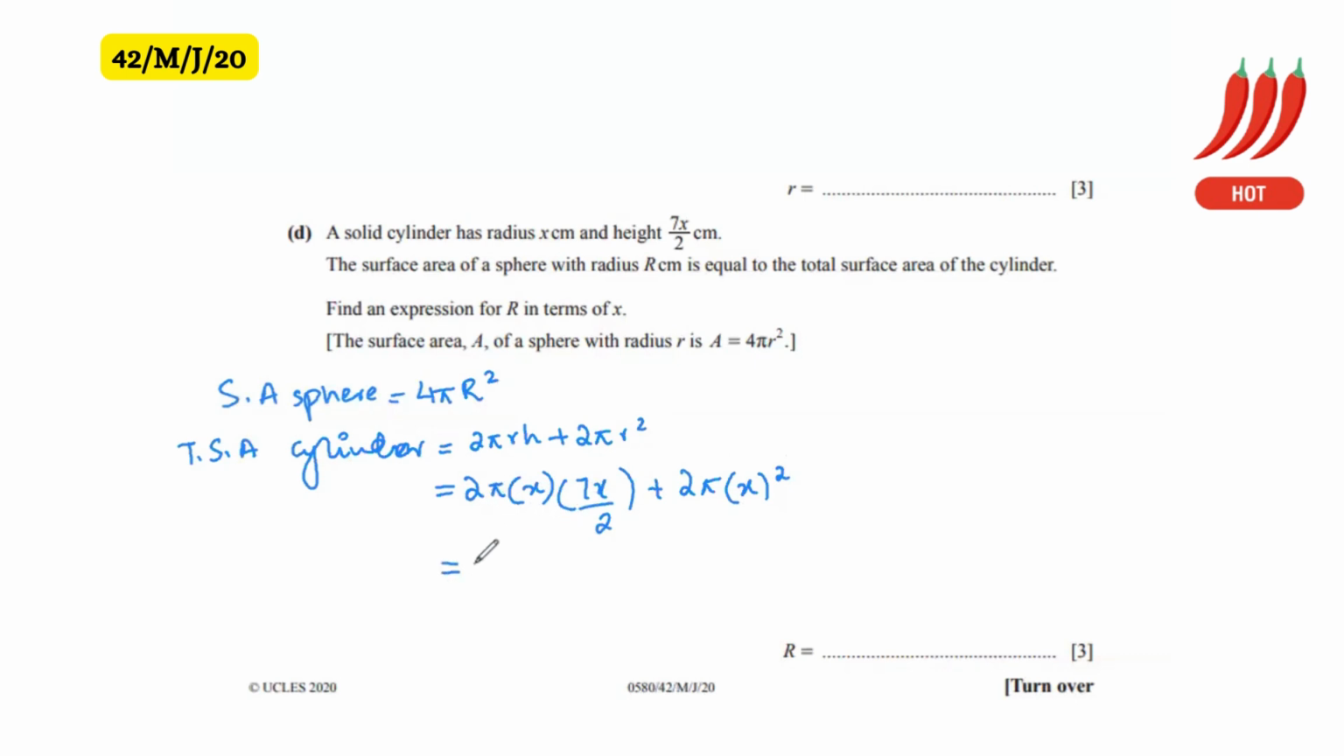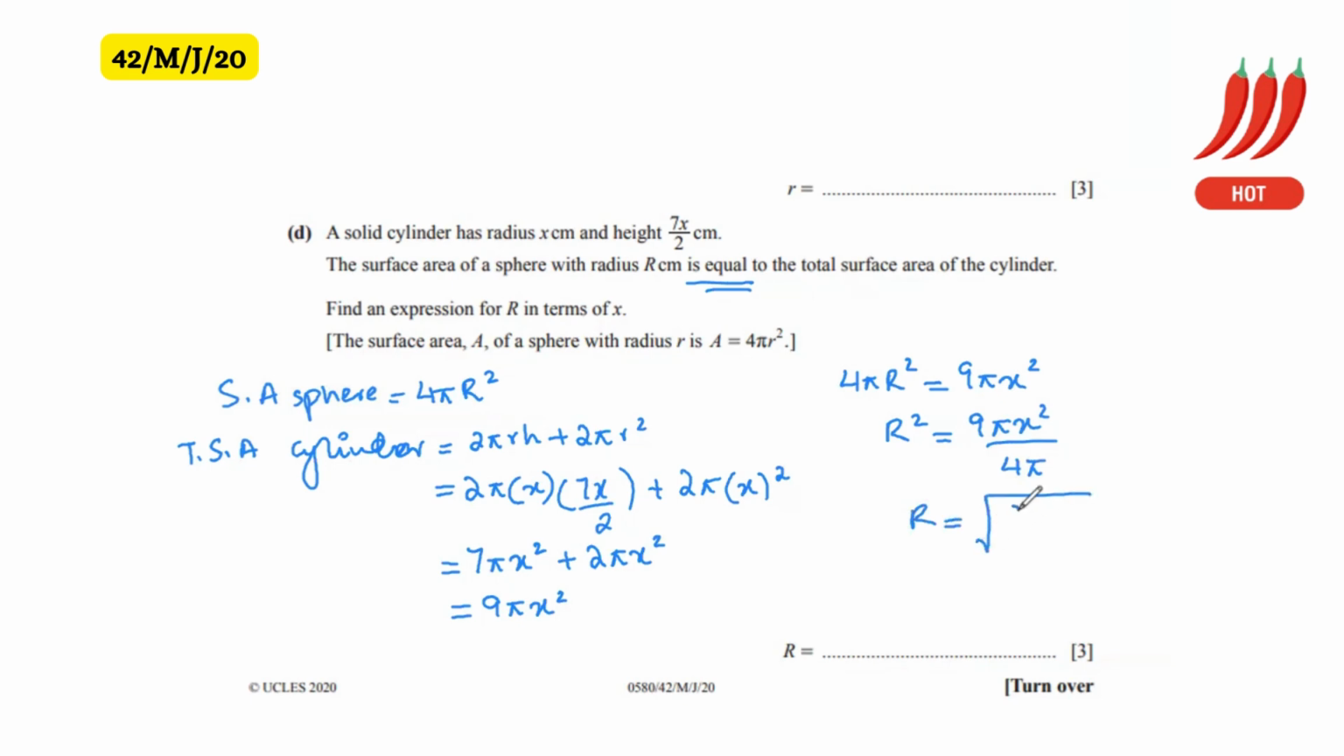So if we simplify this, that's 7 pi x squared plus 2 pi x squared, which becomes 9 pi x squared. 4 pi r squared is equal to 9 pi x squared because they're equal. So they want an expression for r in terms of x. r squared equals 9 pi x squared over 4 pi. The pi's get cancelled out. And r equals the square root of 9x squared over 4, which is 3x over 2. That is your expression for r.